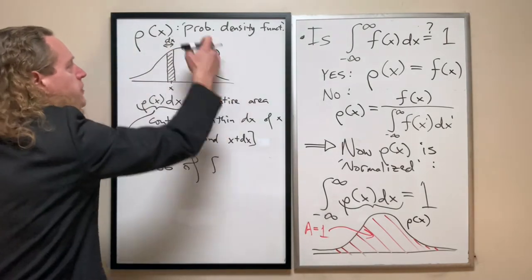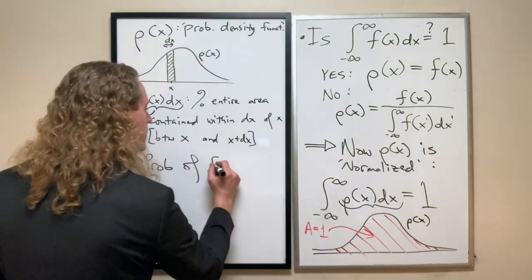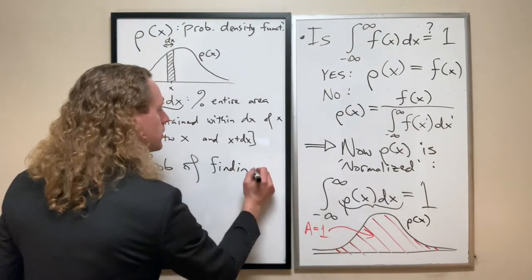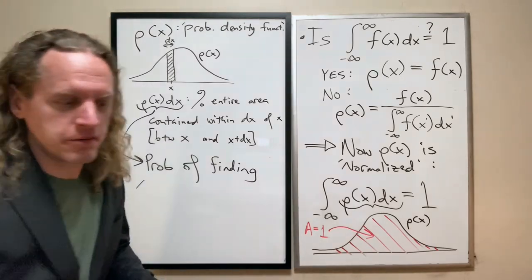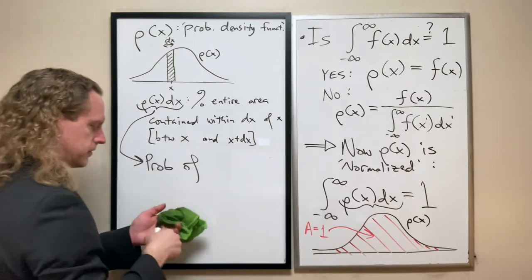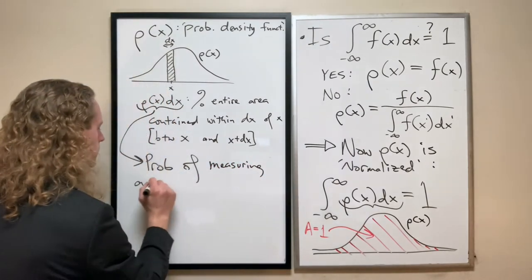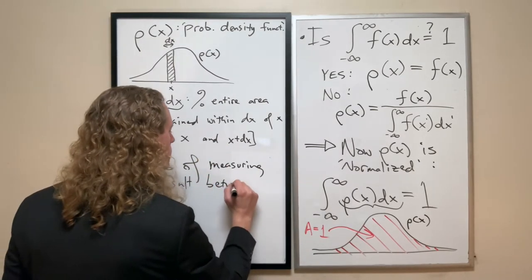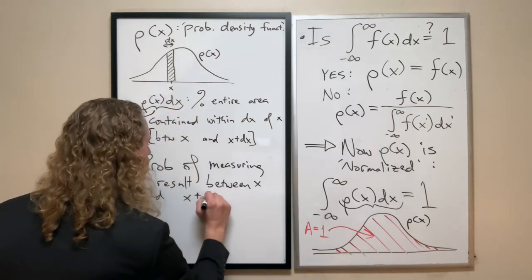I want to give a little bit of physical meaning here. I'm going to jump ahead and then I'll jump backwards. But the probability of finding or measuring something, probability of measuring, we'll say, a result between x and x plus dx.